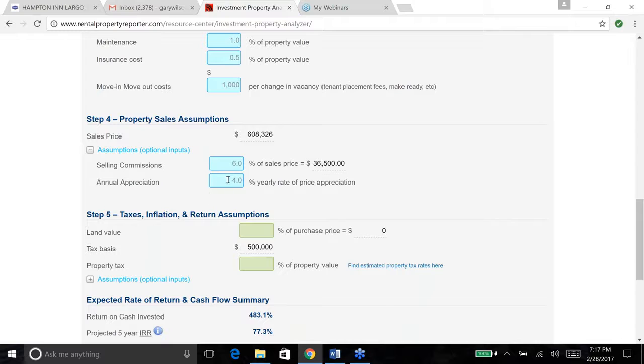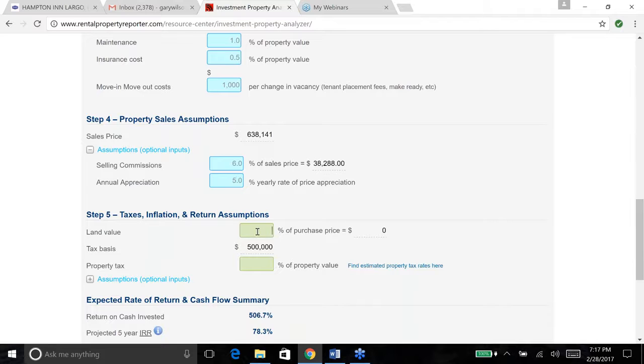Let's make that 5%. Okay. And there's a number of reasons for that. In some parts of the country, guys, appreciation is a lot higher than that. In other parts of the country, it's not that high. But 5 is a really good conservative average. Okay? All right, so we're now going to go into box number 5, land value.